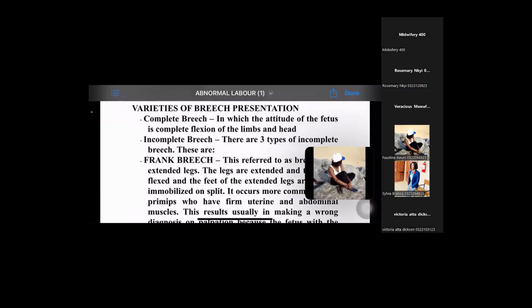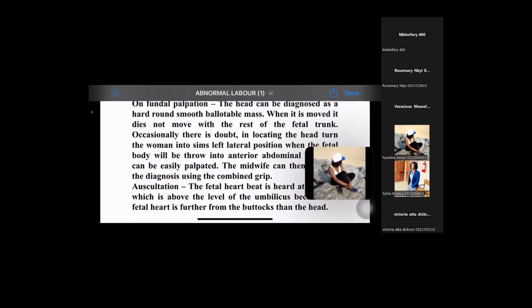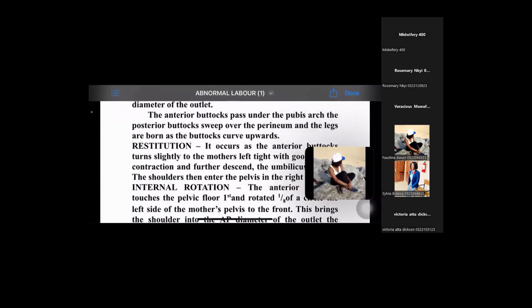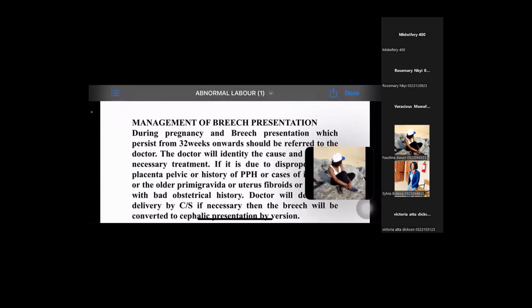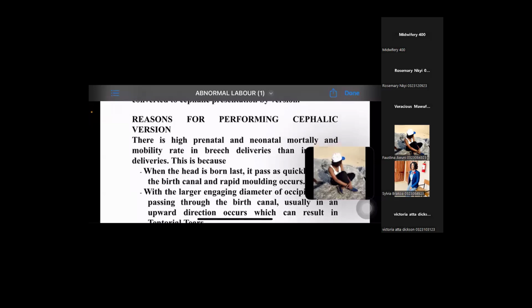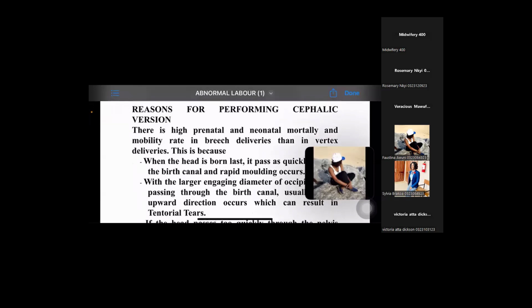Sister Lauren. Sylvia, you can continue. So, as our sister explained the cephalic version, I think we all get it now. So, reasons for performing cephalic version. The reason why we perform a cephalic version.